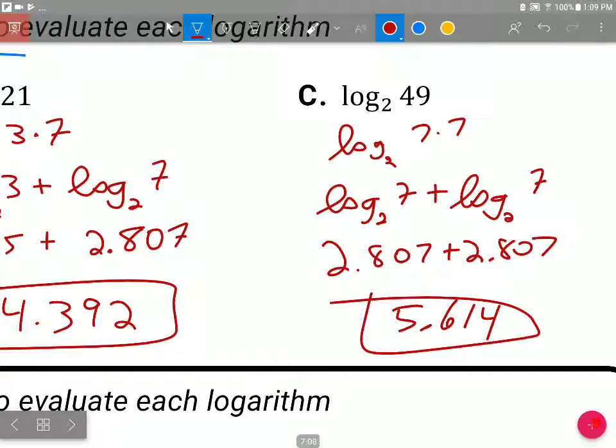All right. Do letter D real fast. Can we just multiply by 2? You could have multiplied them by 2. You're absolutely right.